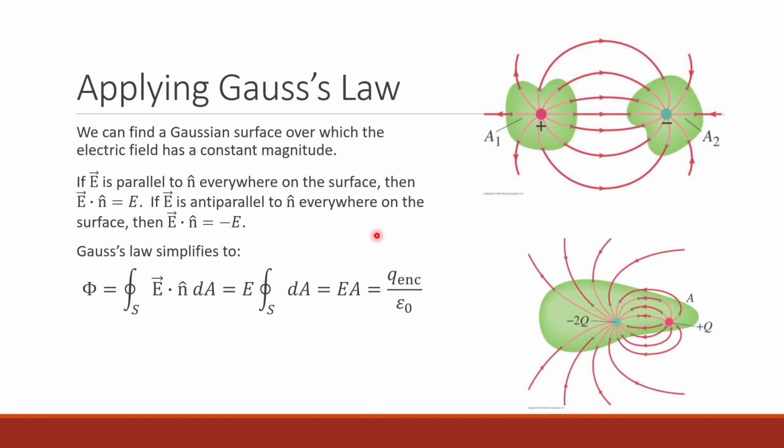All right, so let's go ahead and look at applying Gauss's law. We can find a Gaussian surface over which the electric field has a constant magnitude, okay? And if E is parallel to n hat everywhere on the surface, then E dot n hat is equal to E, the magnitude of the electric field. If E is anti-parallel to n hat everywhere on the surface, then E dot n hat is equal to negative E.